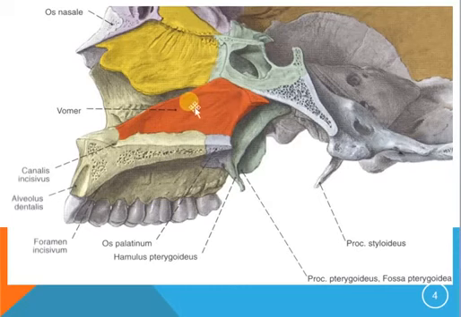With the red color is shown the vomer. The vomer is a single bone that makes up the septum of the nasal cavity. It's a single bone.